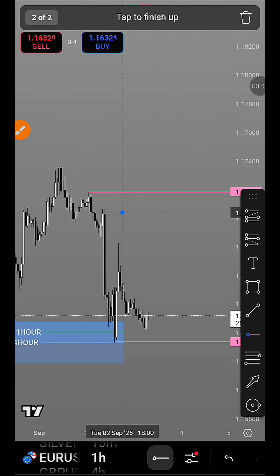And then from there, price left behind a failure swing, and the position in where that failure swing reacted out of is a bearish 4-hour FVG.